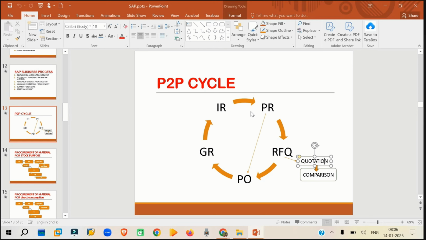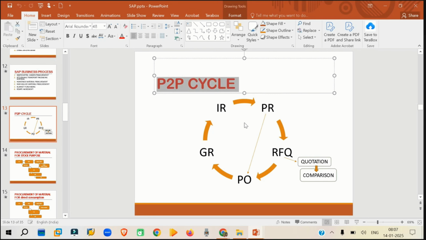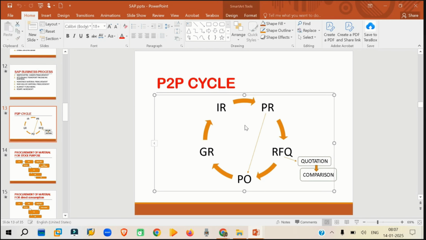So while you are explaining this to an interviewer, how are you going to explain it? If someone is asking you about the P2P cycle, normally you can say the P2P cycle will start from a PR. When a requirement is generated or the demand is identified, we will create a purchase requisition. If the supplier is known, then we can directly convert the purchase requisition to a purchase order, and we will send the purchase order to the supplier. Then the supplier will send us the material and we will do the goods receipt. With respect to that goods receipt, we will do the invoice receipt.